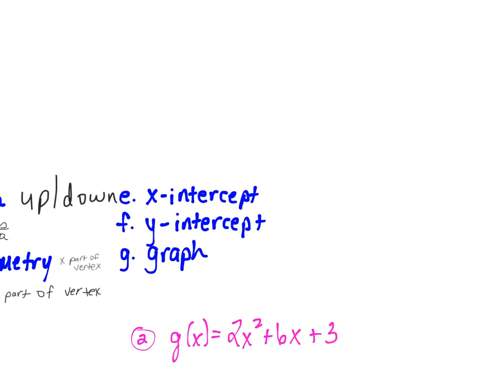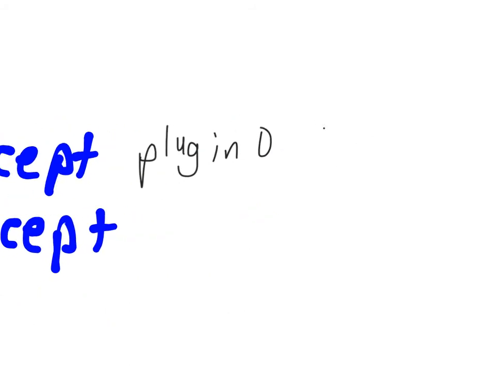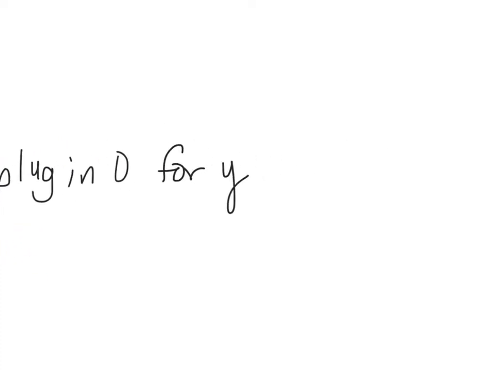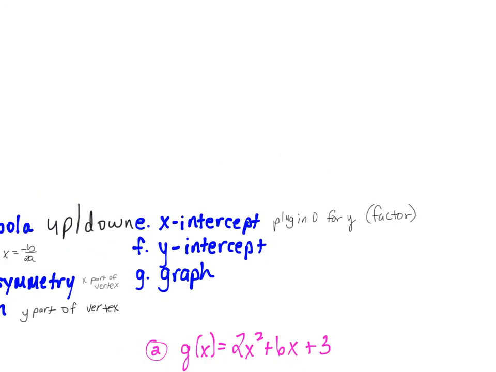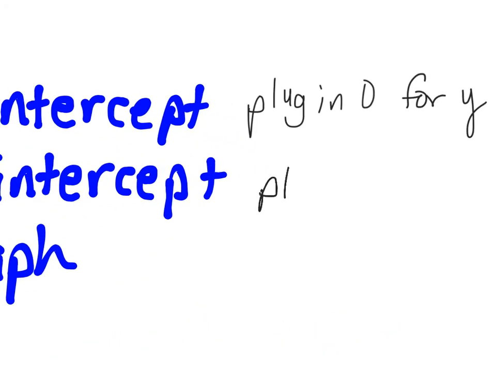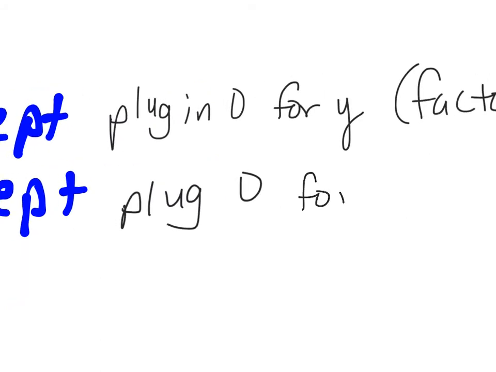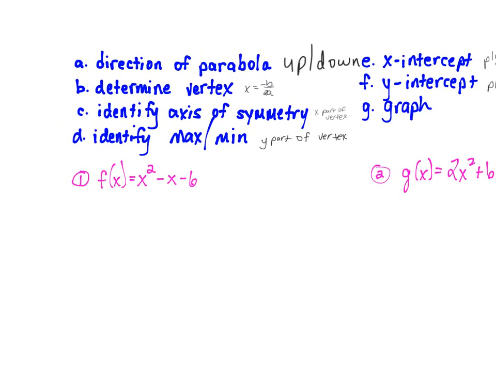To find the x-intercepts, what do we plug in? Plug in 0 for what? For y. In that case, you're going to have to factor. To find the y-intercept, you do what? Plug in 0 for x. In that case, all you have to do is just look. And then you're going to graph it. Okay, now don't get too hung up about the graphing. You guys will be fine. It's not going to be worth a gajillion points.